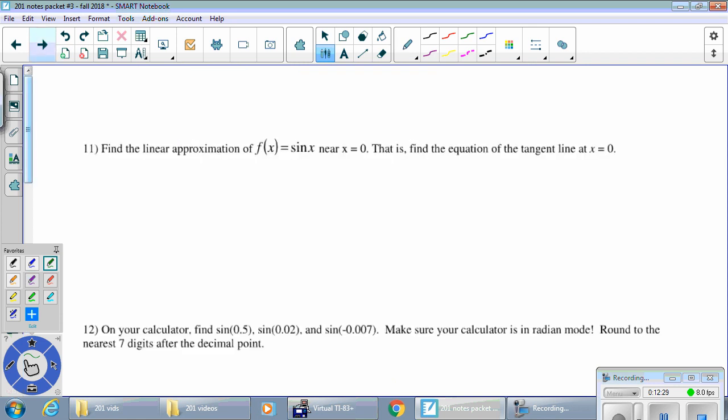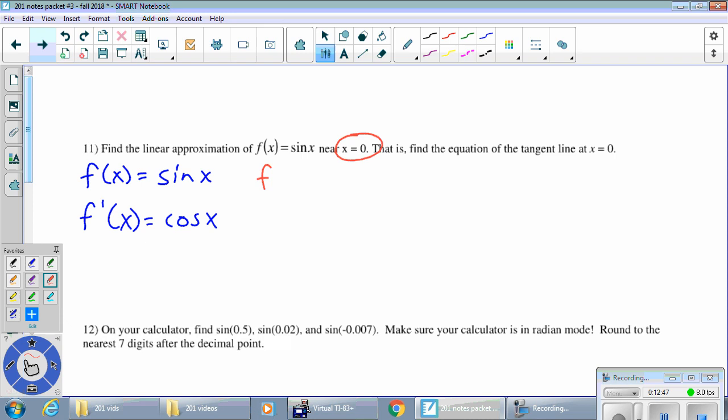Moving on to 11. For linear approximation here, we'll go through the same steps as before. This one just doesn't have the blanks set up for us. So we start with sine of x, and then we have cosine of x. Then we're going to plug 0 in. It's not always 0, but in our examples so far it has been. So f of 0 is sine of 0, which is 0, and f prime of 0 is cosine of 0, which is 1.